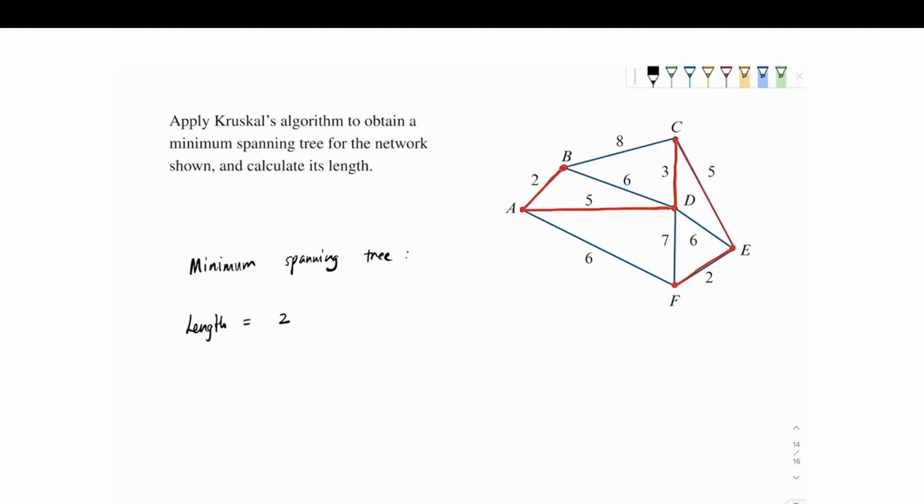So it's basically 2 plus 5 plus 3 plus 5 plus 2. So I'm just going along over here, and if you calculate that, that works out to be 17. So the minimum spanning tree has a length of 17.